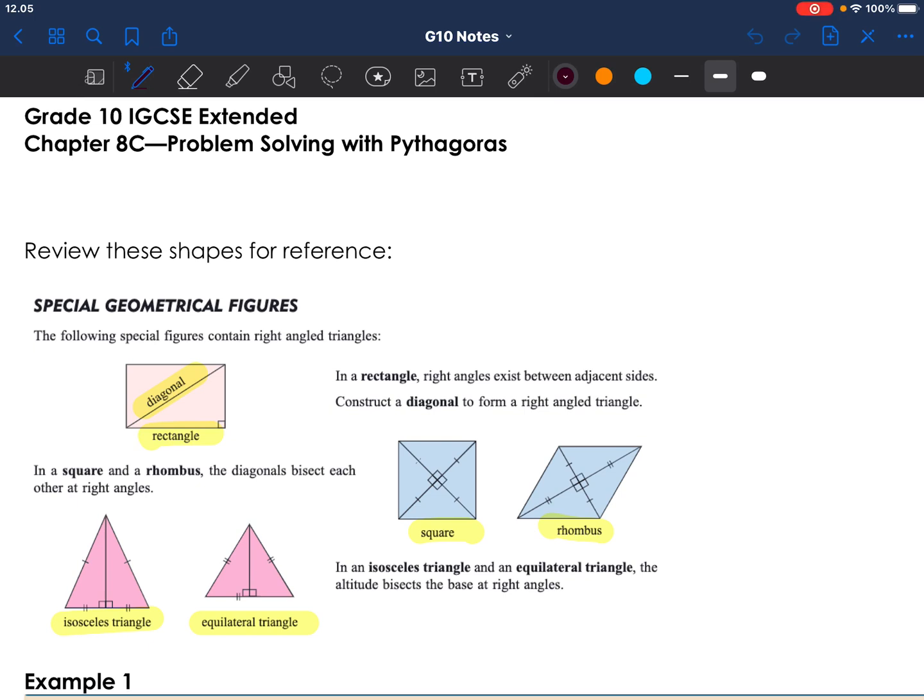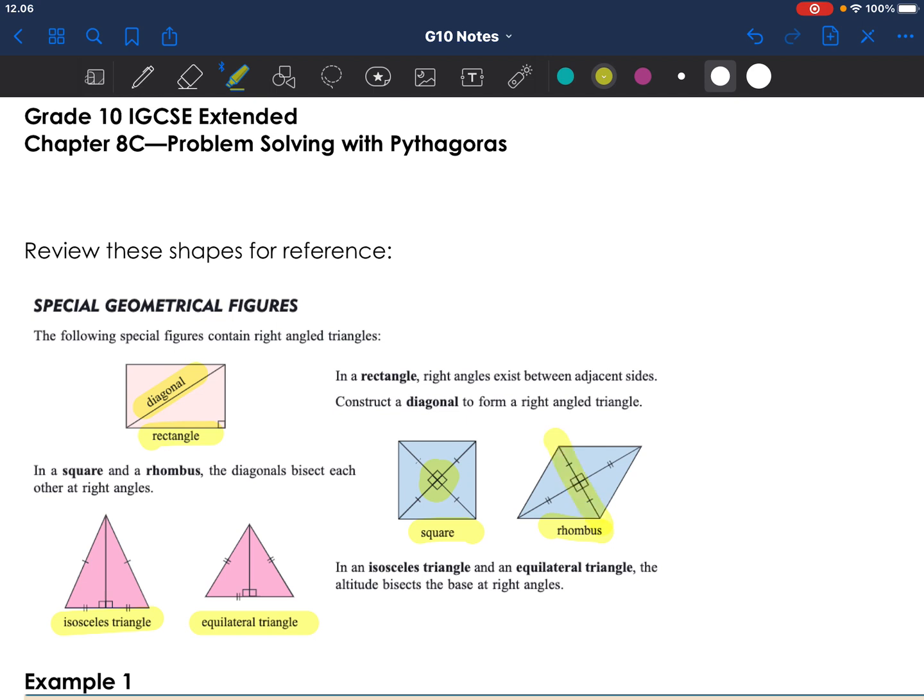Alright, so today we'll talk about 8C, which is problem solving with Pythagorean Theorem. So I want you guys to know these figures and also what a diagonal is. For a square and rhombus, remember that the diagonals bisect each other at right angles. So this is important here.